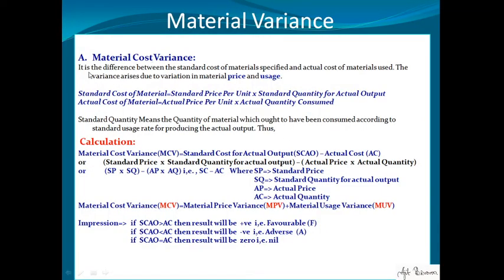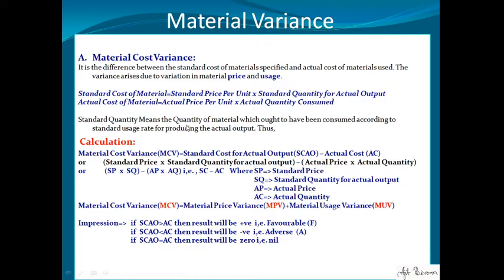Material cost variance. It is the difference between the standard cost of material specified and actual cost of material used. The variance arises due to variation of material price and usage, and standard cost of material is equal to standard price per unit multiplied by standard quantity for actual output, and actual cost of material is equal to actual price per unit multiplied by actual quantity consumed.